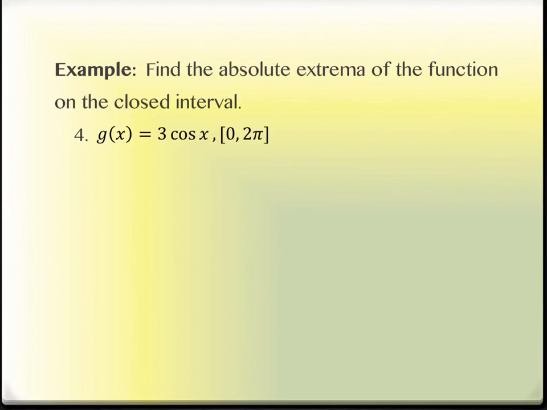So we're going to do the same thing we did before. We're going to find the derivative. So what's the derivative of 3 cosine x? You guys are really good at this now, aren't you? Negative 3 sine of x. And we're going to set this equal to 0.